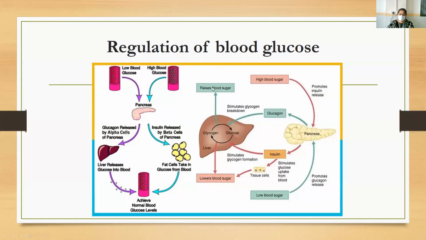Now, if you see the green one, the bottom part, whenever there is a low blood sugar, you follow the green arrow, and the pancreas secretes glucagon. What does glucagon do? It activates glycogenolysis. Glycogenolysis is nothing but the breakdown of glycogen, and glucose is released, and then there is an elevation in the glucose. So this is how it is regulated. This diagram is very important, so please learn this diagram.